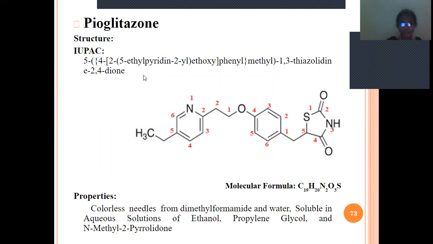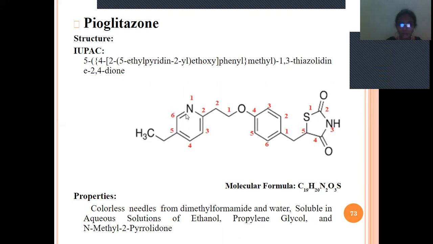Next, pioglitazone. The next drug is pioglitazone, and this is the structure. If you see the IUPAC name: 5-[[4-[2-(5-ethylpyridin-2-yl)ethoxy]phenyl]methyl]-1,3-thiazolidine-2,4-dione. So this is the structure of the pyridine.